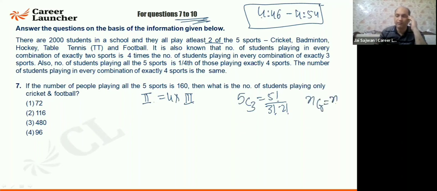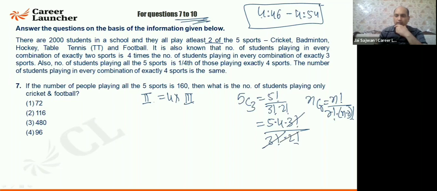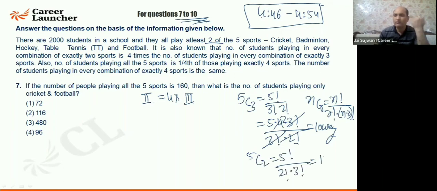nCr is written as n factorial upon r factorial into n minus r factorial. So I know it is 5 into 4 into 3 factorial upon 3 factorial into 2 factorial. This gets cancelled out. This is 2. There are 10 ways. Similarly, 5c2 is also 5 factorial upon 2 factorial into 3 factorial. That will also be 10 ways. So the people who are opting for the 2 sports is 4 times the number of people who are opting for 3 sports. All possible types of 3 combinations are to be taken there.